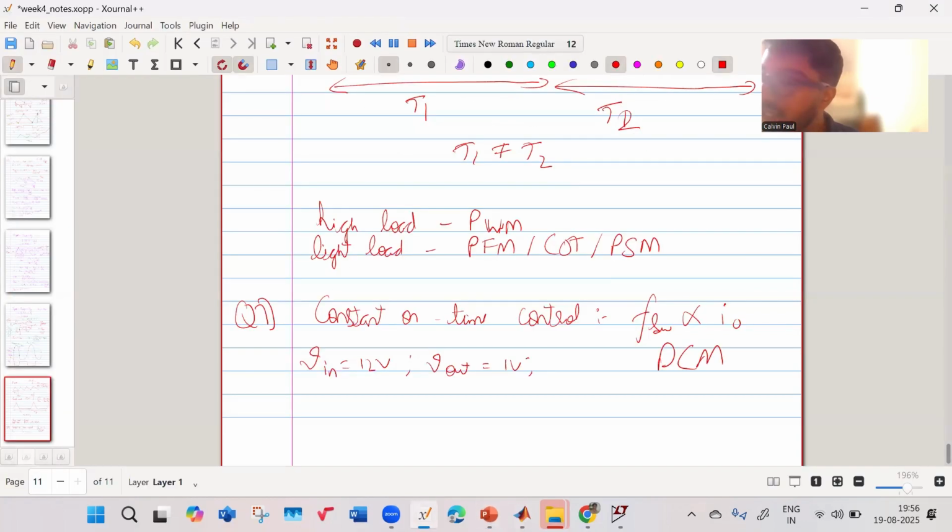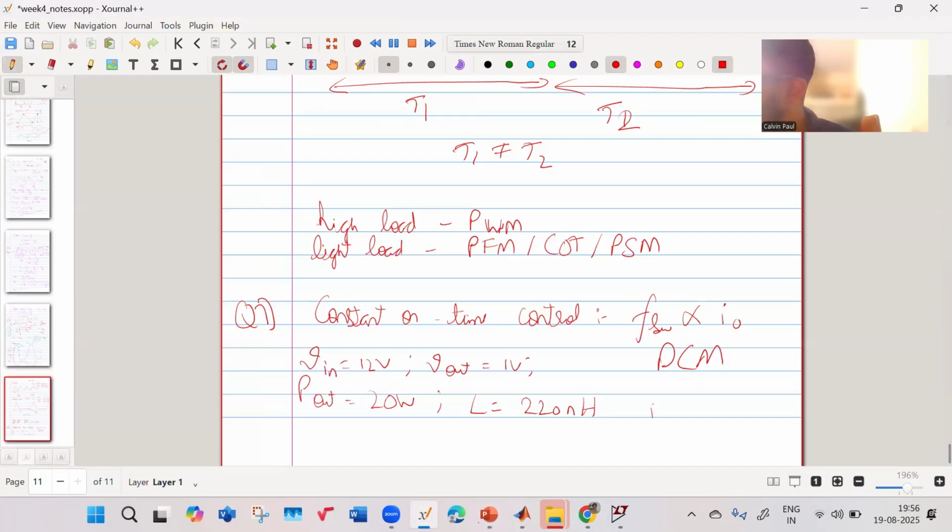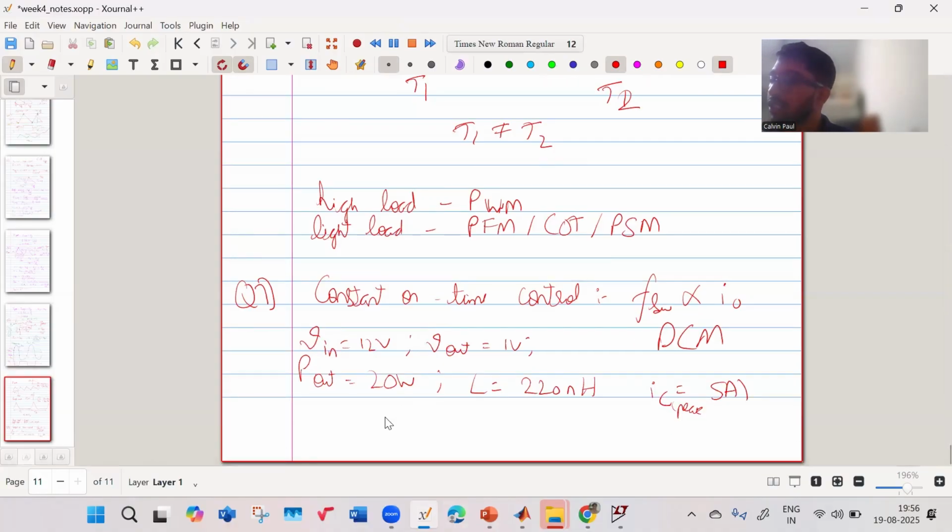Your output power is 20 watt. Your inductance is 220 nanohenry, right? And your capacitor peak current is 5 ampere. Okay. So these are the given things. And this is a buck converter.